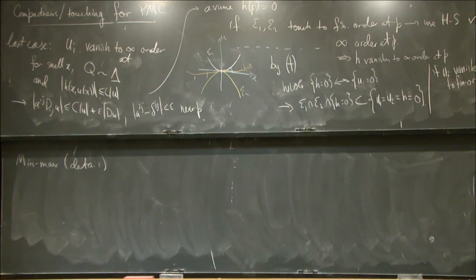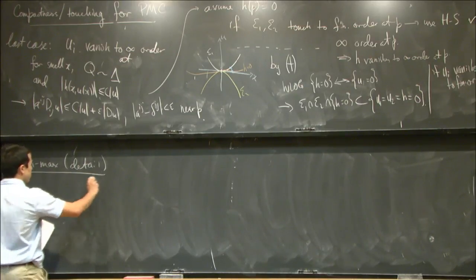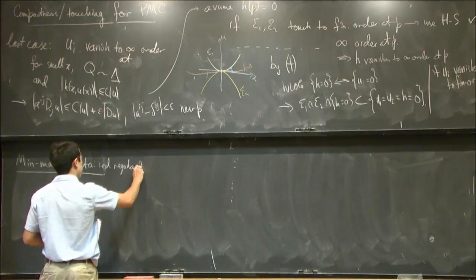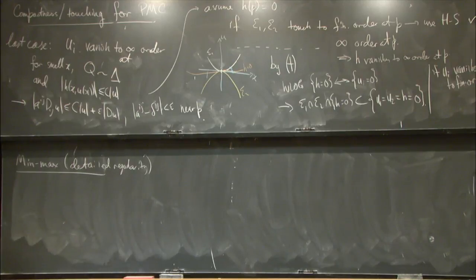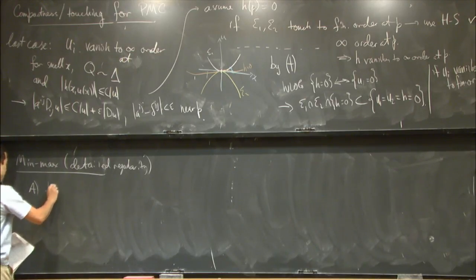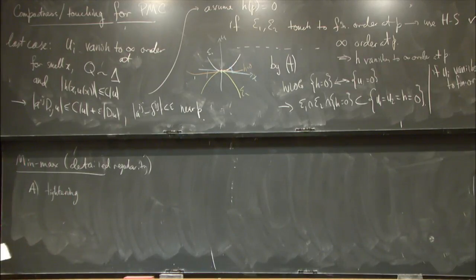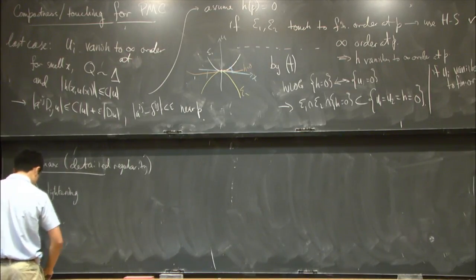Okay, so I told several lies earlier when I described the min-max. But let me tell some more lies and try to clean it up just a little bit now. So again, we produced a non-trivial solution, and the only thing left to do is to prove its regularity. Again, we had a tightening map in the minimal case.